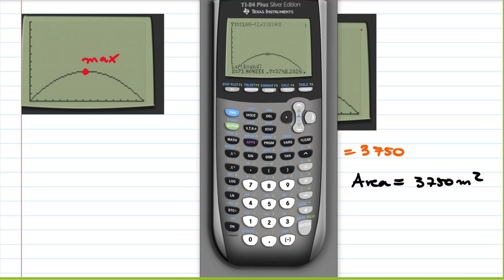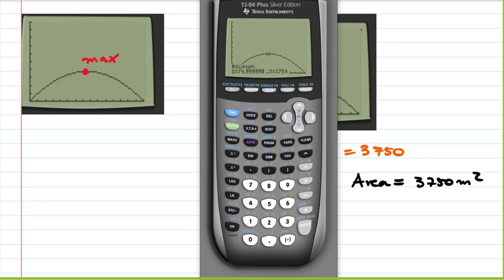So we move our cursor to the left of the maximum, press enter. We move our cursor to the right of the maximum, press enter. And then we move closer to the maximum, press enter. And once again, it'll think, and it gives us where the maximum value would be located.